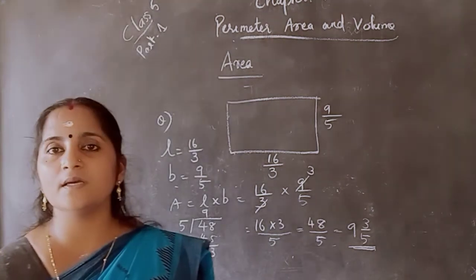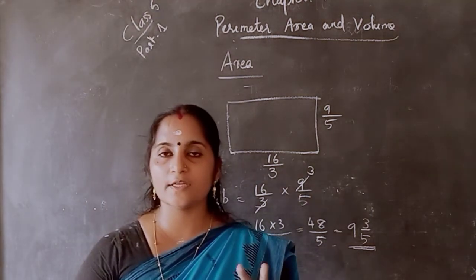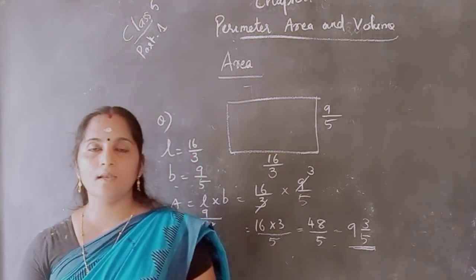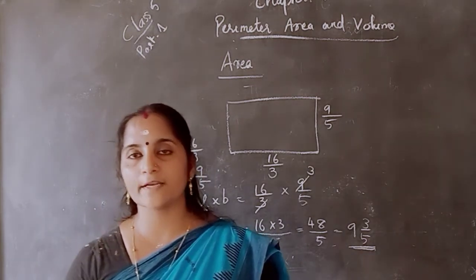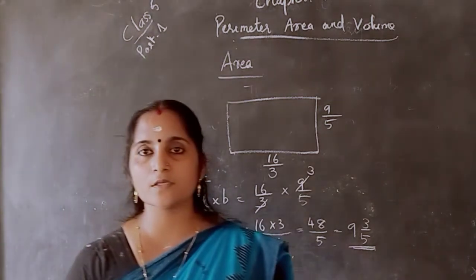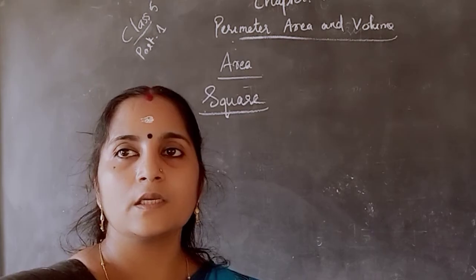So if the measures or the dimensions are in normal number form or decimal form or fraction form, whatever it may be, we use the same equation L into B, and you know how to multiply two decimal numbers or two fractions, then you can easily do all the problems related to it. Hope you understood how we find out the area of a rectangle.